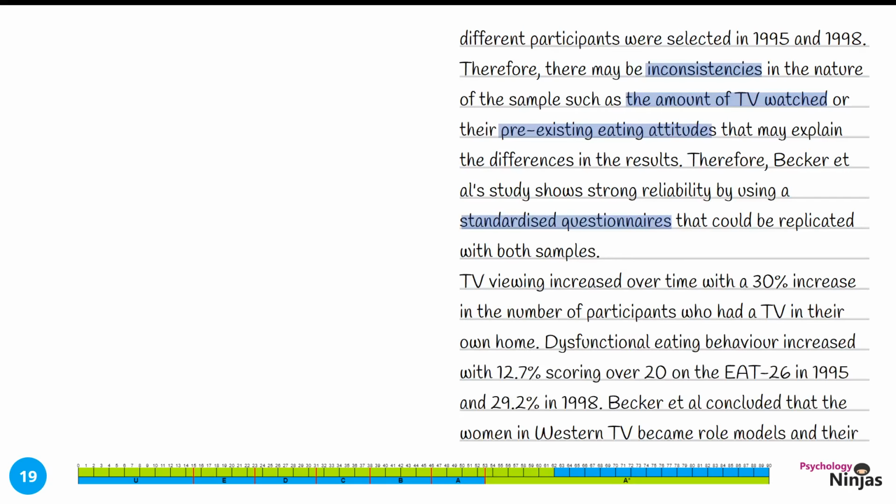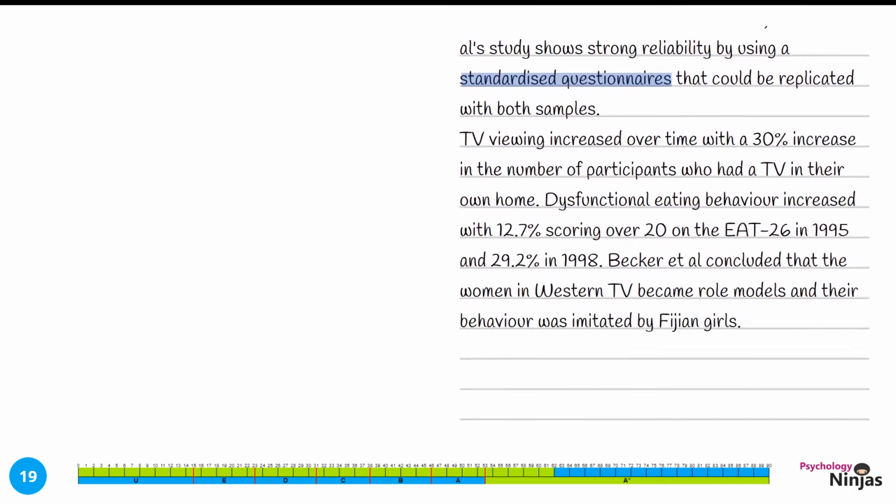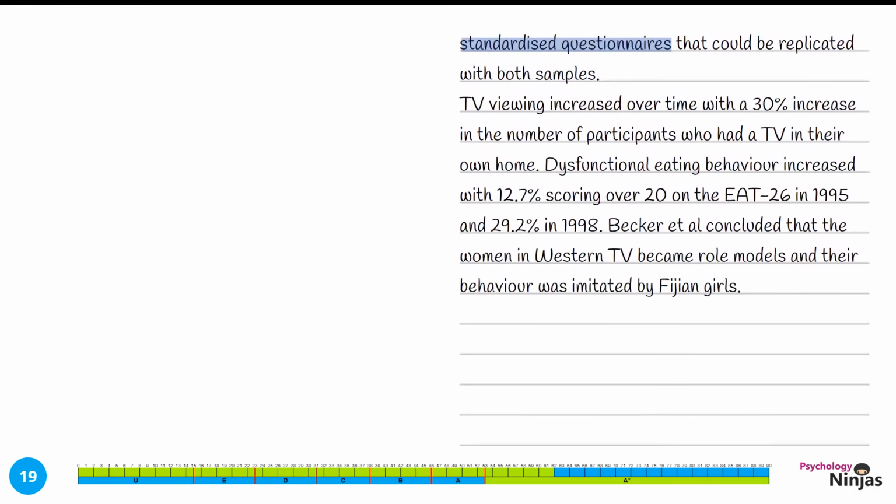The TV viewing increased over time with a 30% increase in the number of participants who had a TV in their own home. Dysfunctional eating behaviour increased, with 12.7 scoring over 20 on the E26 questionnaire in 1995 and 29.2 in 1998. Becker et al. concluded that the women in Western TV became role models and their behaviour was imitated by the Fijian girls. We've shown thorough detailed knowledge here with a range of specific examples of findings.